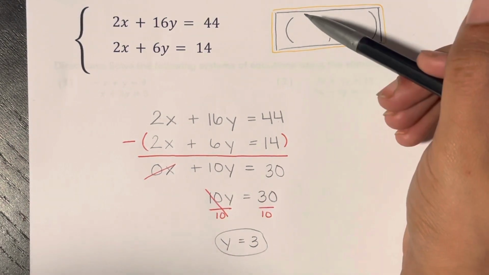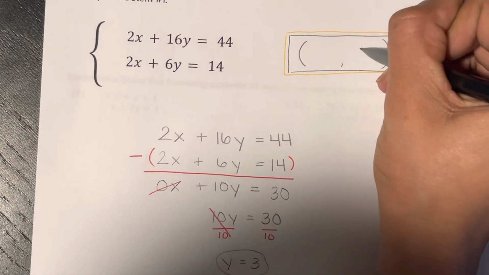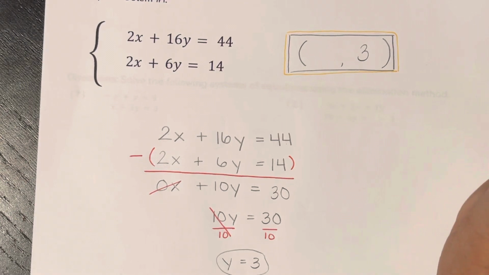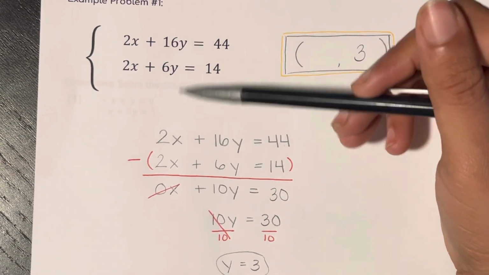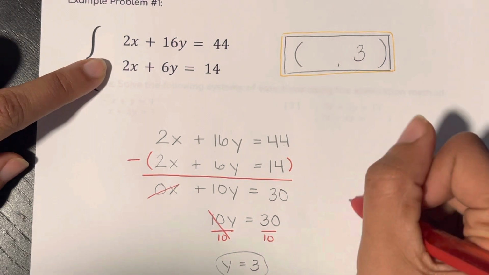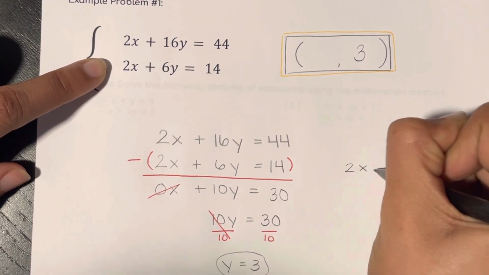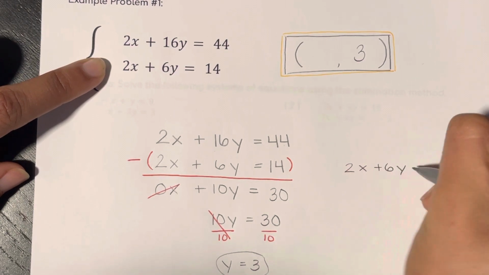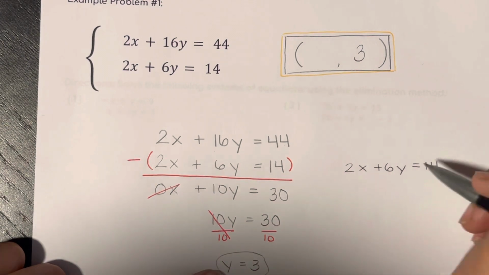I can go up here to where my solution goes, and for my y value, it's going to be 3. Just like the substitution method, we have to plug our y back into one of these two original equations to solve for x. It's not going to matter which one you choose. So I'm going to choose the bottom one. It would not have mattered which one we chose. 2x plus 6y equals 14.